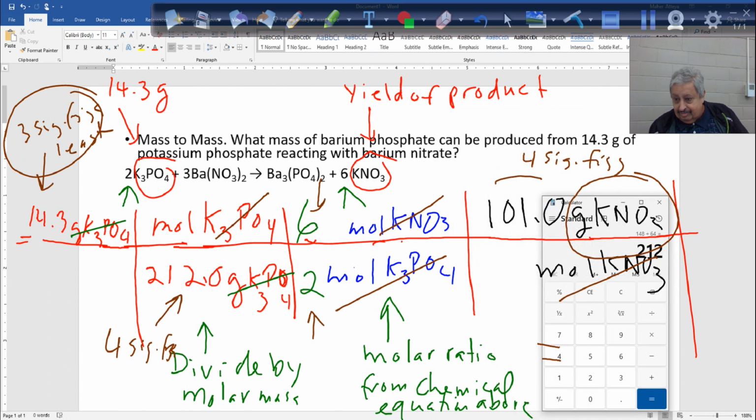So 14.3 multiplied by 6 multiplied by 101, okay, equal to this, divided by 212 equal this, divided by 2. And it came to be what? 24.3. I need 3 sig figs because of the 3 here, correct? Look, guys. That's the answer here, guys.